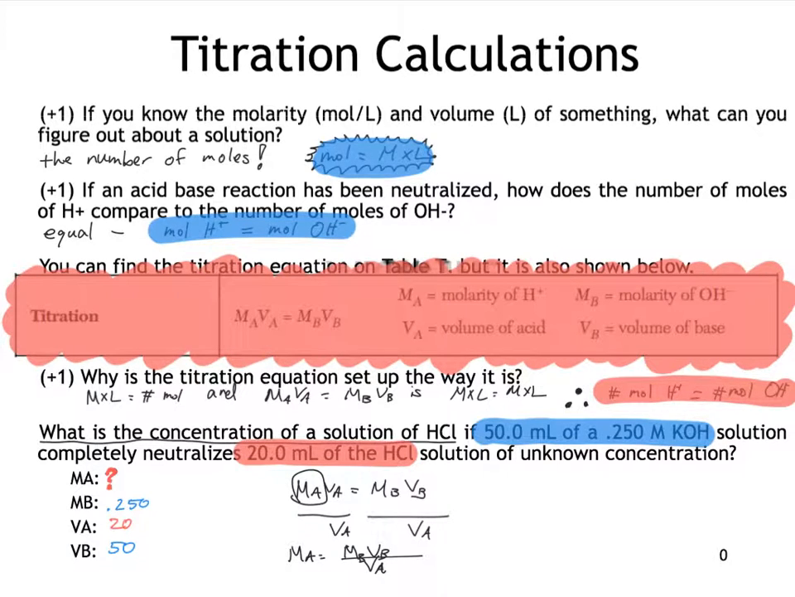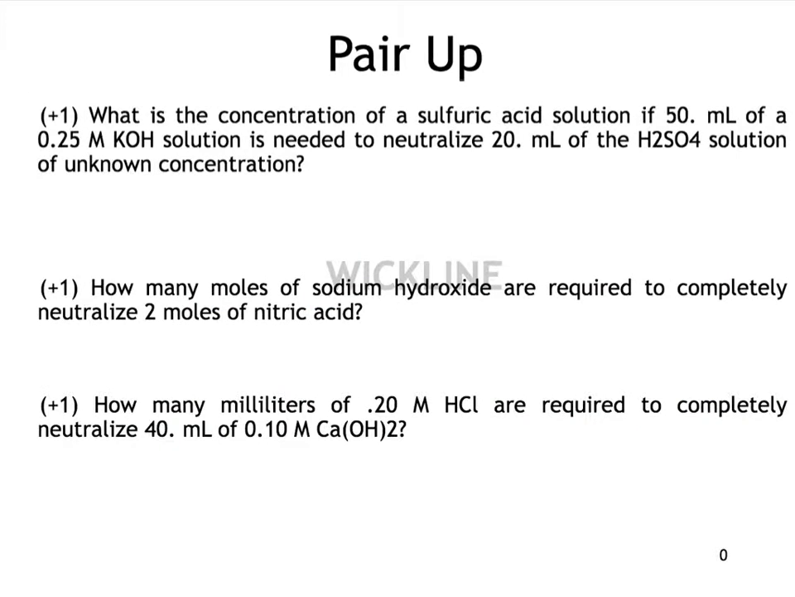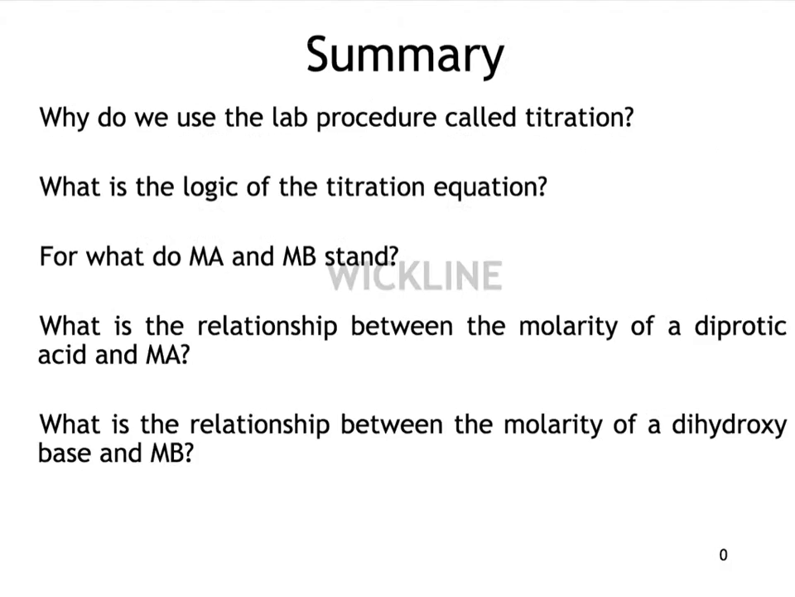Then you can plug in the variables that you know, 0.25 times 50 over 20, and you can finally achieve your answer, which in this case is 0.625 molar for the concentration of the acid. So with that, we've reached our pair-up. Please copy down these questions before class and follow it with these summary questions, which we'll solve in class as well. Thanks for watching.